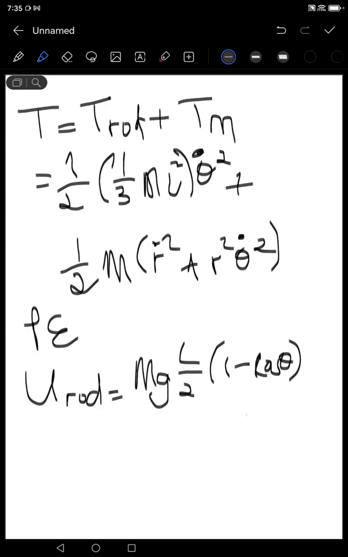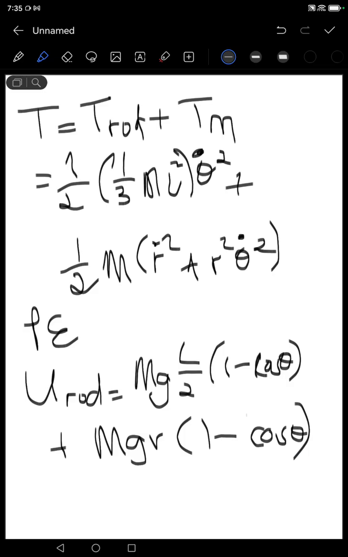Okay, and also we have a mass. So plus mg r into 1 minus cos of theta. So this first one is the potential energy of the rod, where we have the center of gravity, so it's in between. So we divided the L by 2, and then now we have the one with the r, so it's mgr into 1 minus cos theta.